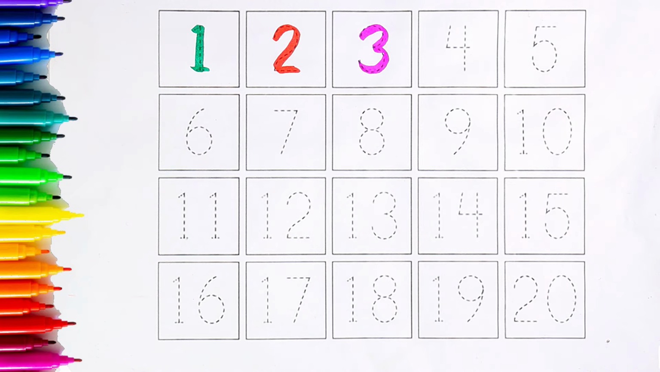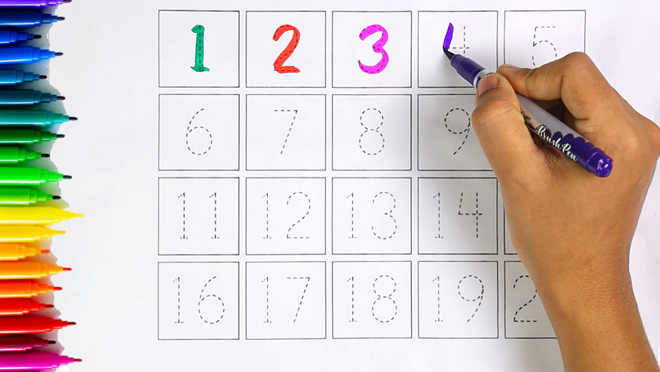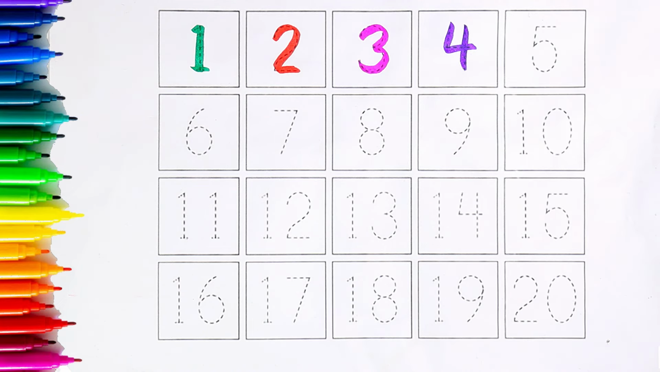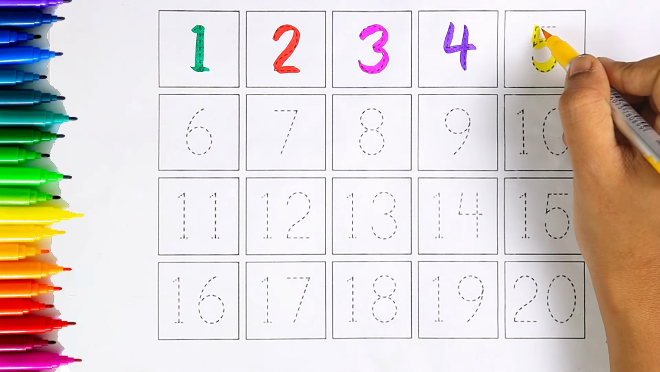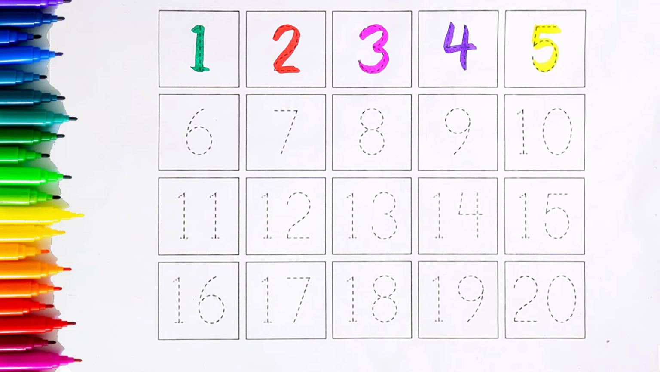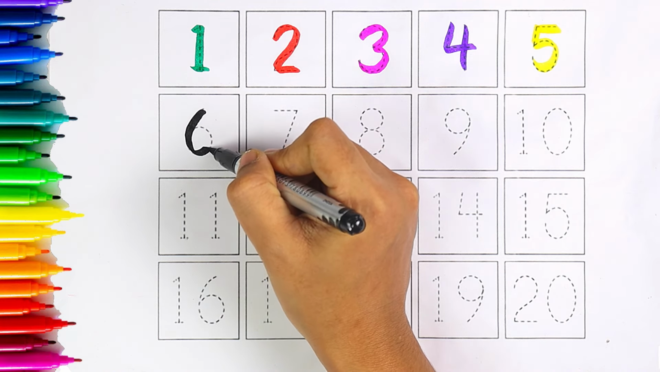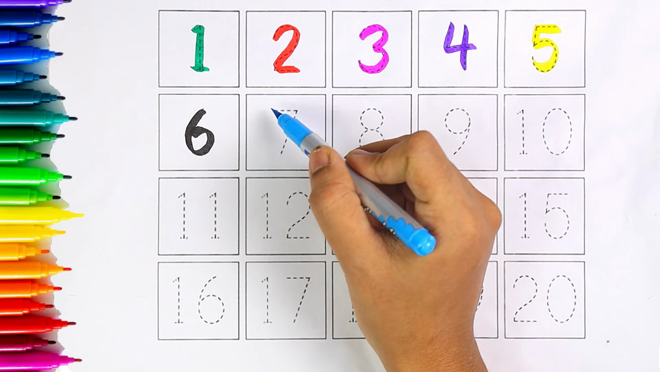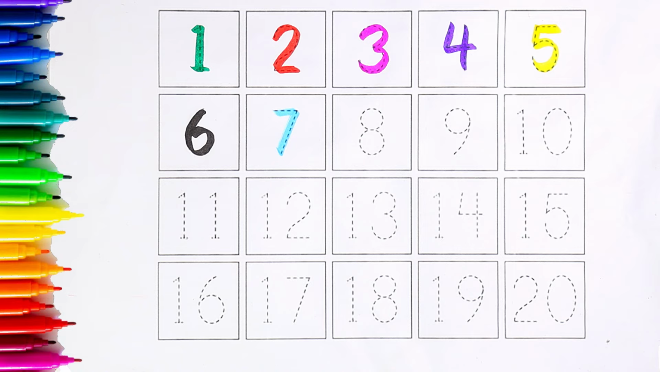The next number is number 4. And I am using purple color for number 4. Yellow color, number 5. Number 5. And the next number is number 6. I am using black color for number 6.